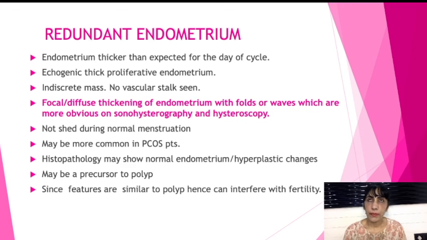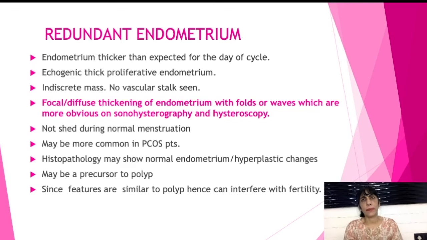We all know a polyp looks like a discrete mass, and endometrial hyperplasia is a thickened endometrium which very often may have cystic spaces. So these two entities we are very well aware of. But what is this new entity, redundant endometrium?